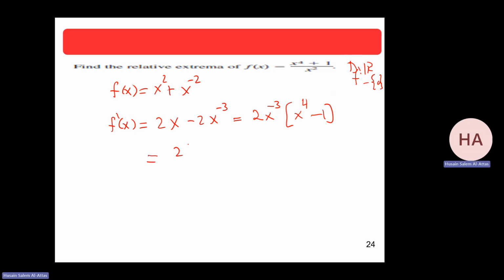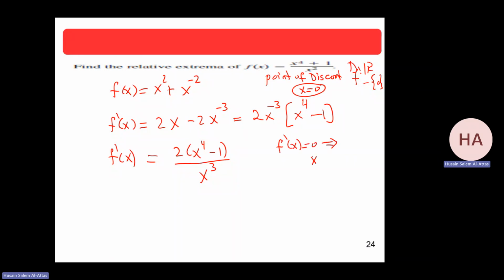I can rewrite it as 2 x to the power 4 minus 1 over x cubed. Now, I have a point of discontinuity from here, which is x equals 0. This is a point of discontinuity. Okay, now I have f prime equals 0. So I have x to the power 4 minus 1, which is x squared minus 1 times x squared plus 1 equals 0. So I have x equal plus or minus 1.